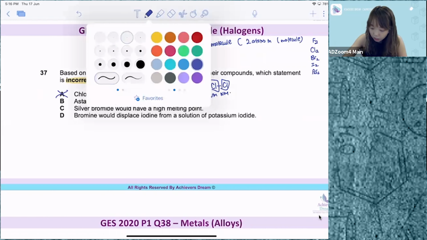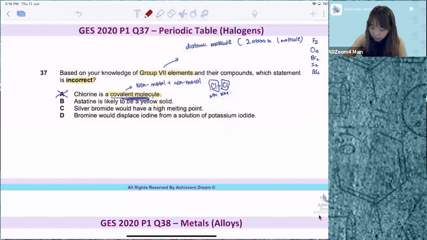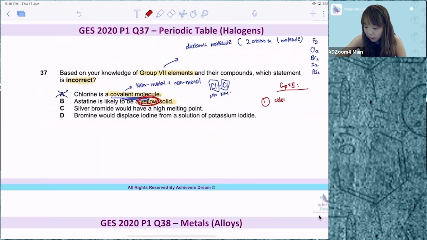Now for option B, astatine is likely to be a yellow solid. What's wrong with this statement is the color. For group 7 elements, one of the physical properties is that the color intensity increases down the group. So fluorine is a pale yellow color. Chlorine is pale greenish yellow.